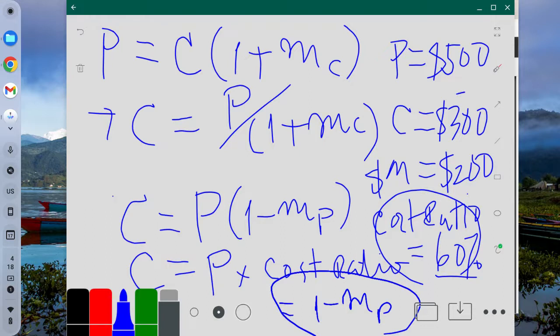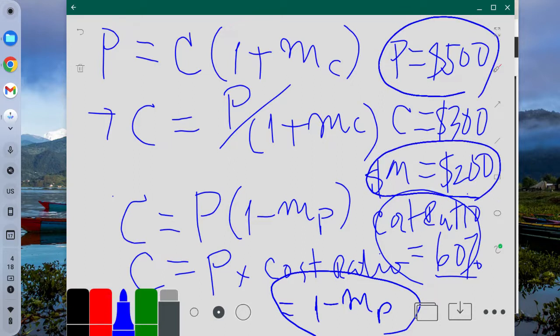In our example, if the selling price is 500 and the dollar markup is 200, we know the markup rate based on the selling price is 40%. 40% of the selling price is the markup. Then the other part, 60%, is the cost. 60% of this 500 is the cost. So cost ratio, 60%, is exactly the other side of the markup rate based on selling price.